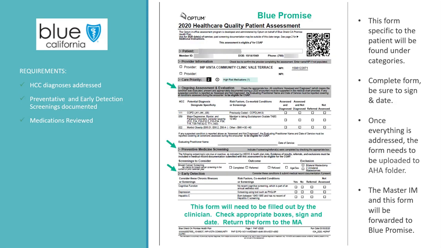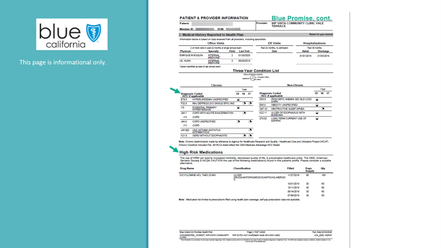Blue Shield of California has a little bit different form. This one does need to be scanned back into the patient's chart at the end of the visit. You're going to address any HCC diagnoses. Those are listed on the form for you. Also addresses preventive screenings and early detection. The second page has additional information, including when those conditions have been addressed, and also any high-risk medications.